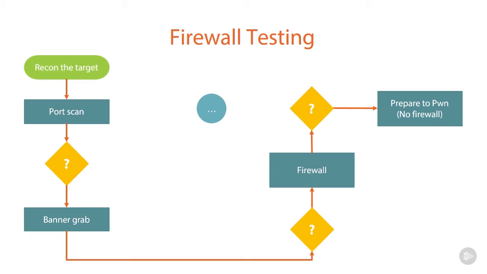So I often refer to it as, okay, well, it's prepared to be pwned because they don't really have a firewall. Now, if at any time during these steps you detect a firewall, your next step would be to continue on. From here, we don't have as many different options. We've got certain steps that we're going to walk through.